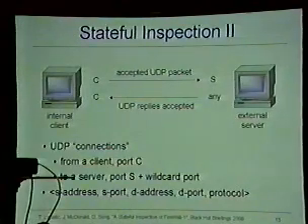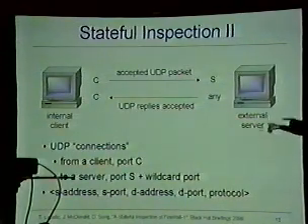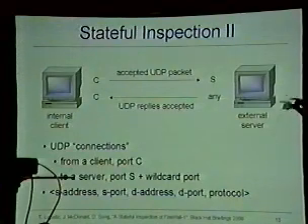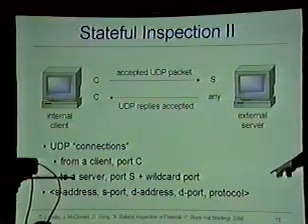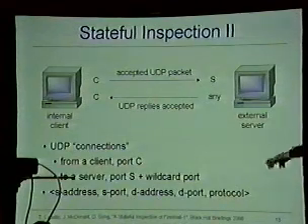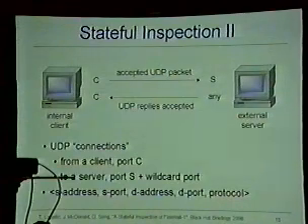We have virtual connections for that, and we have a connection from a client from port C to a server port S, or a wildcard port, the any port in the other direction. So let me quickly show you how a connection table entry looks like. It's source address, source port, destination address, destination port, and protocol, those 5 parameters that uniquely identify a connection in the internet.